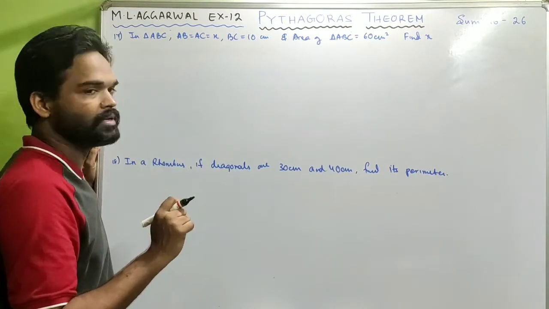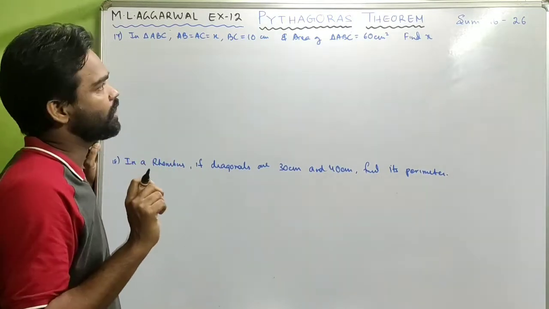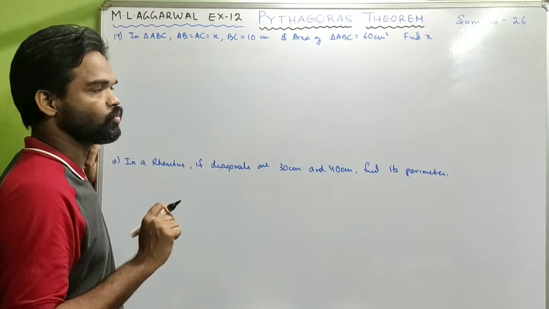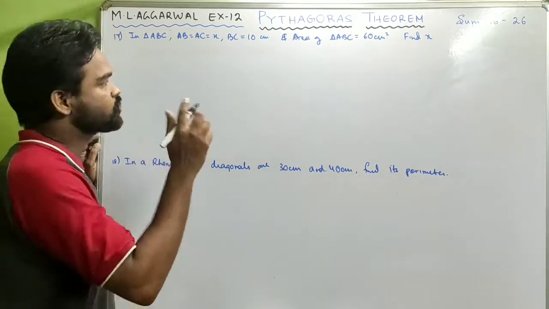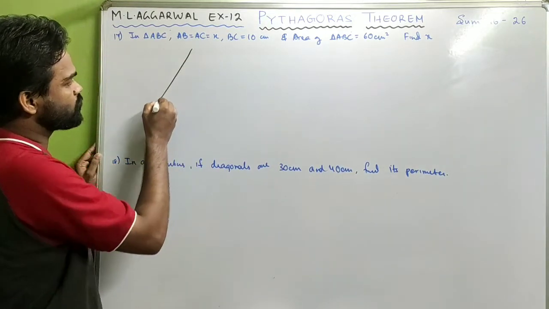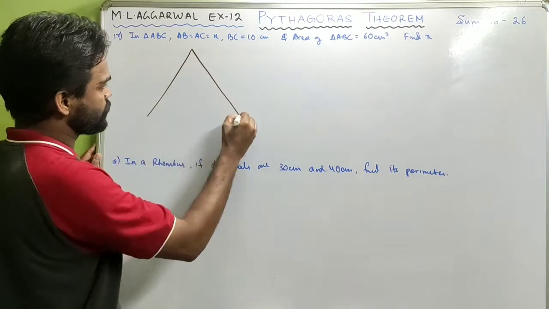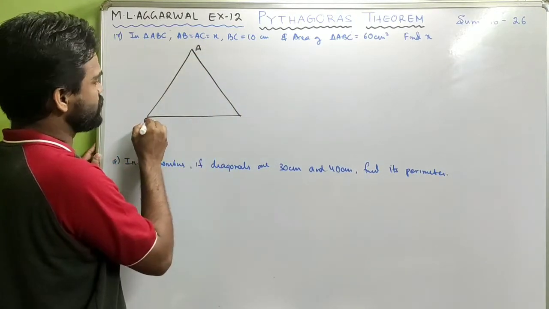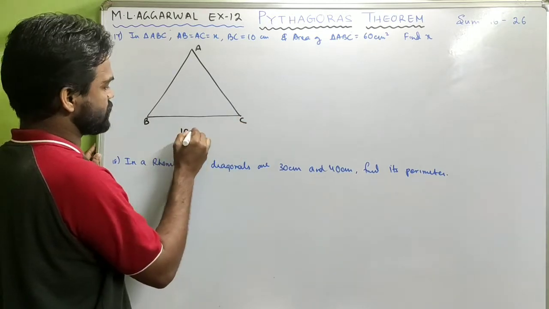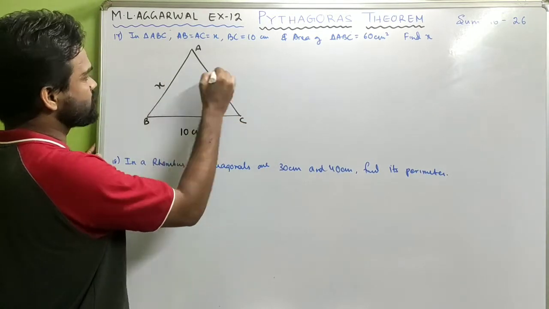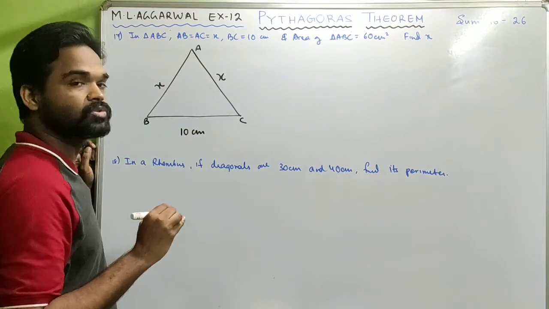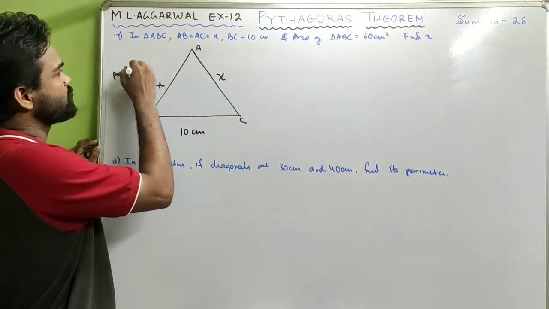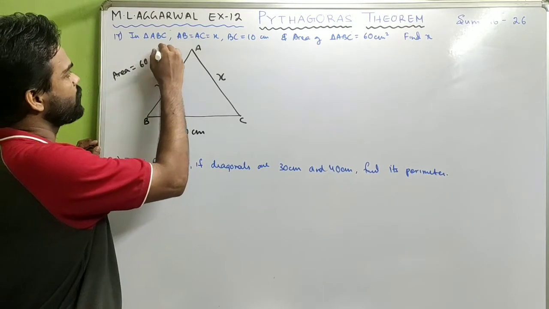BC is 10 centimeter, which means it's an isosceles triangle, and the area of triangle ABC is 60 centimeter square. Find X. We'll first draw the diagram. The diagram is always important. I've drawn a triangle ABC, where BC is 10 centimeter, AB is X, and AC is also X. And the area of this triangle is given as 60 centimeter square.